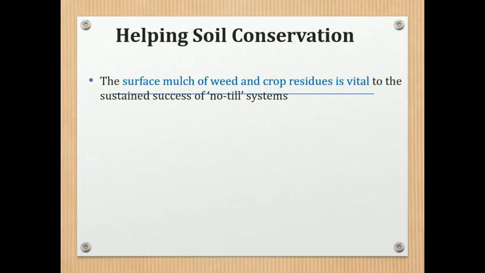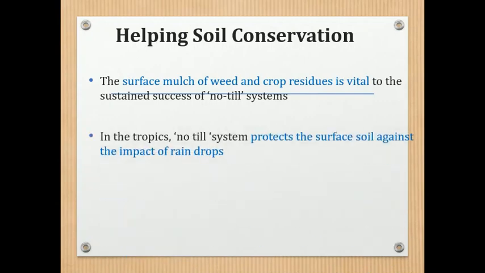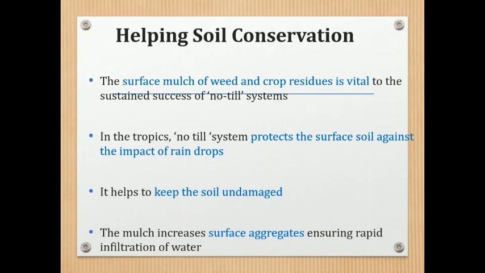The surface mulch of weed and crop residues is vital to the sustained success of no-till and reduced tillage systems. In the tropics, no-till and minimum tillage system protects the surface soil against impact of raindrops. It helps to keep the soil undamaged. The mulch helps development and maintenance of surface aggregates due to activities of worms and other soil animals, thus ensuring rapid infiltration of water.